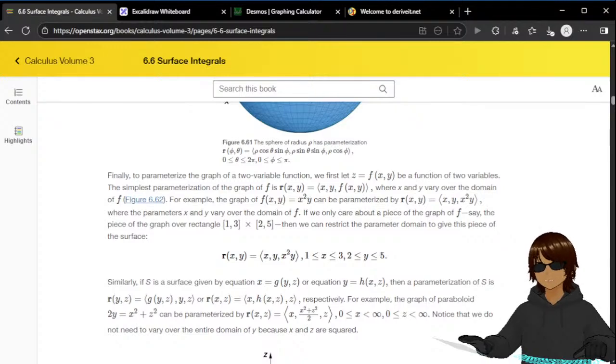Finally, to parameterize the graph of a two-variable function, we let z = f(x,y) be a function of two variables. The simplest parameterization of the graph of f is r(x,y) = (x, y, f(x,y)), where x and y vary over the domain of f. For example, the graph of x squared y can be parameterized like this.